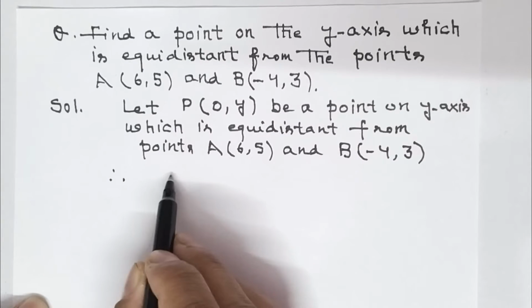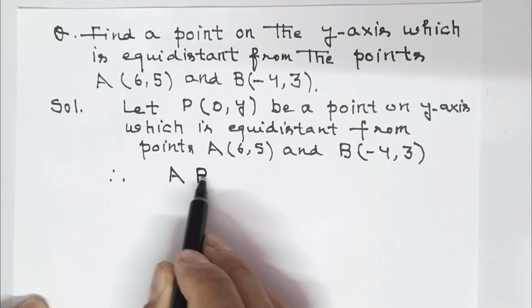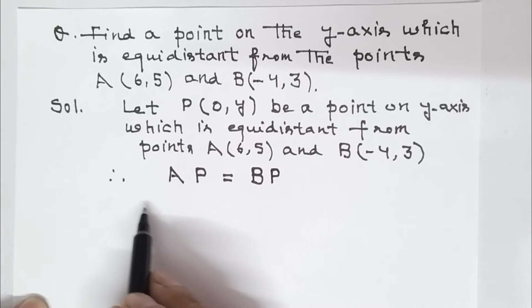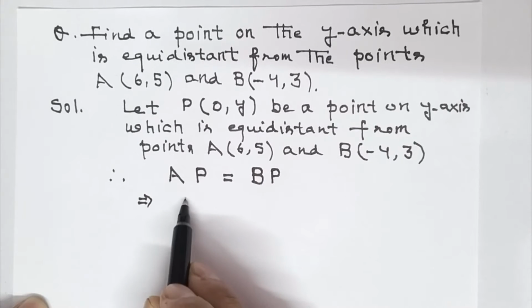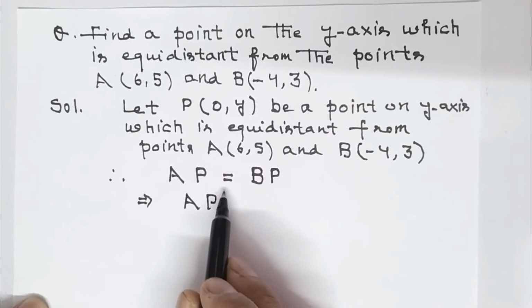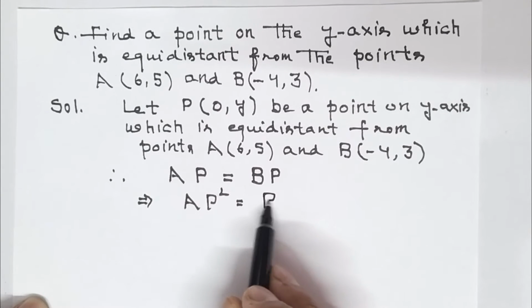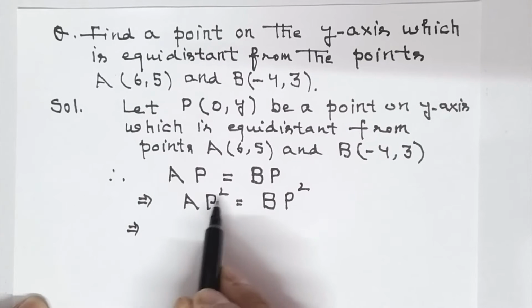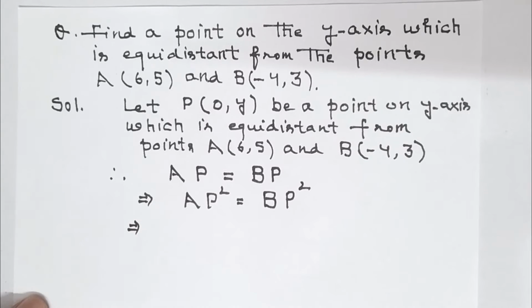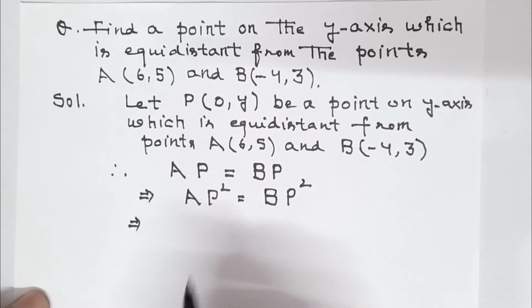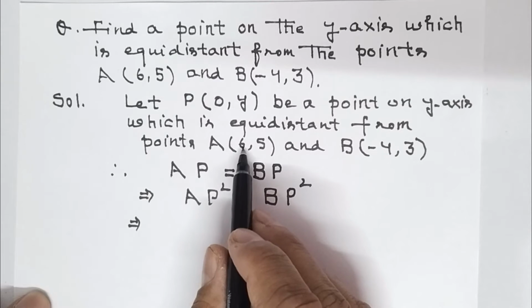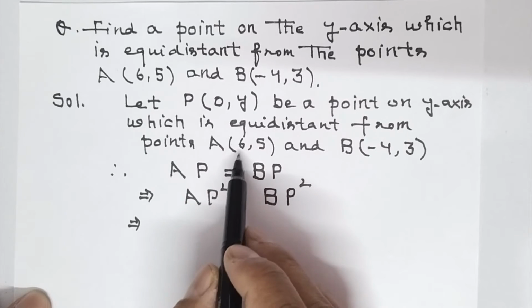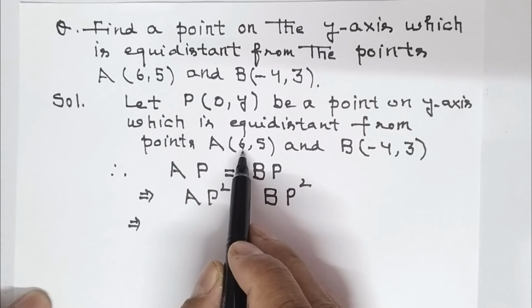So therefore AP will be equal to BP. Now to make the calculations simpler, AP square will be equal to BP square. Now we will apply the distance formula. When I have done the squaring, the under root sign will be cancelled. So this is A and these are the coordinates of P. Let it be x1, y1 and this is x2, y2.